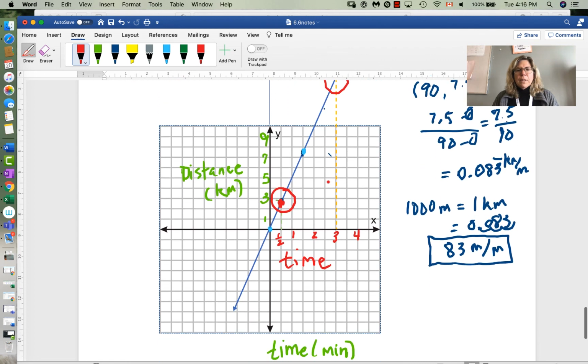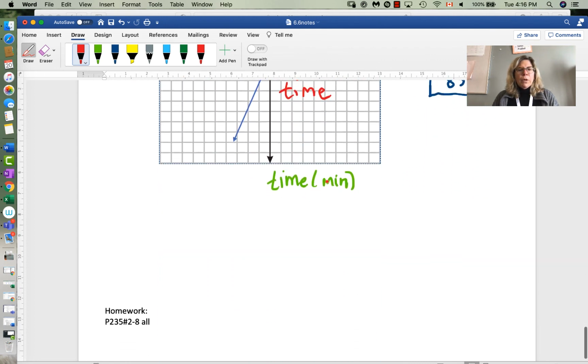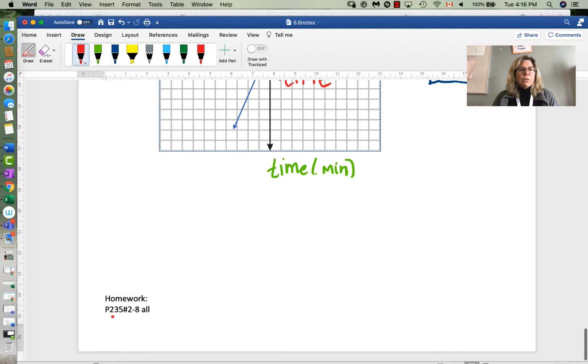Okay, so that's it. The homework is page 235, number 2 to 8, all of them. Okay, and they're all this kind of problem.